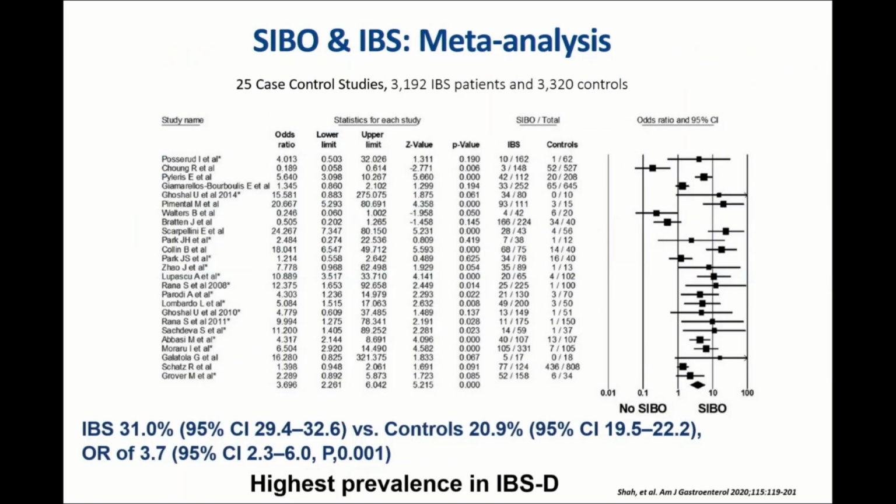And again, looking at the SIBO and IBS meta-analyses of all these studies, what they found is that SIBO is prevalent in about 31% of IBS patients versus controls, and the odds ratio is 3.7, with the highest prevalence of SIBO development in IBS diarrhea patients. So we can see here in the meta-analysis that there's a predilection to the development of SIBO in patients with IBS, looking at all these studies.